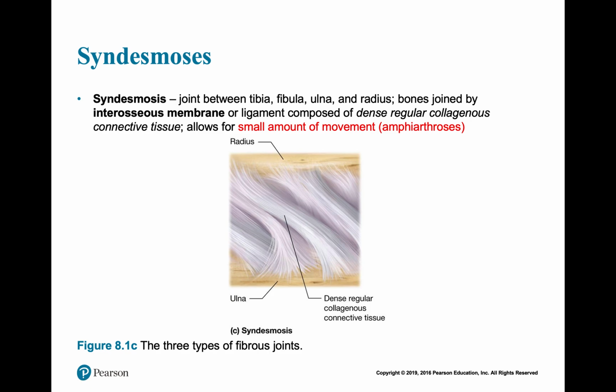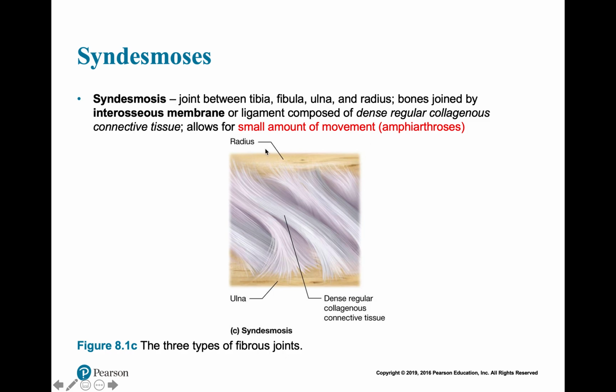A syndesmosis joint is composed of dense, regular, collagenous connective tissue. All right, so it's going to resist pulling forces. It's going to be pretty stable and holding bones together. But syndesmosis joints do allow a small amount of movement, like a slight twisting or pivoting of bones around each other. And so the fact that it allows a small amount of movement, we classify syndesmosis joints functionally as amphiarthroses, okay? It's an amphiarthrotic joint. It allows for a small amount of movement.